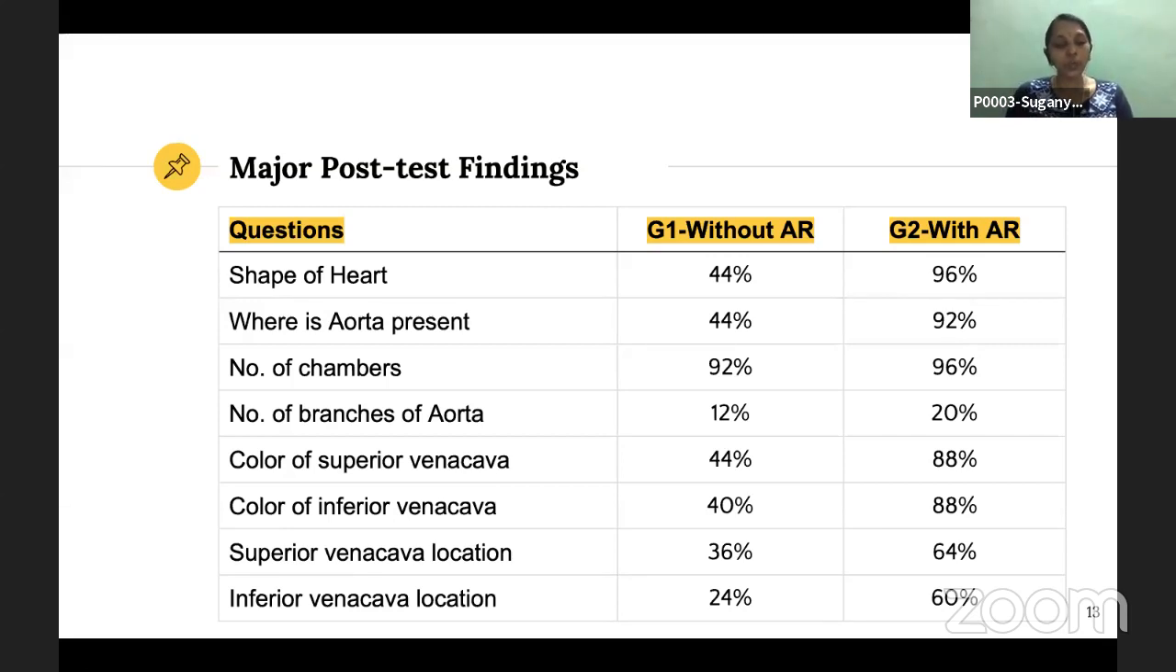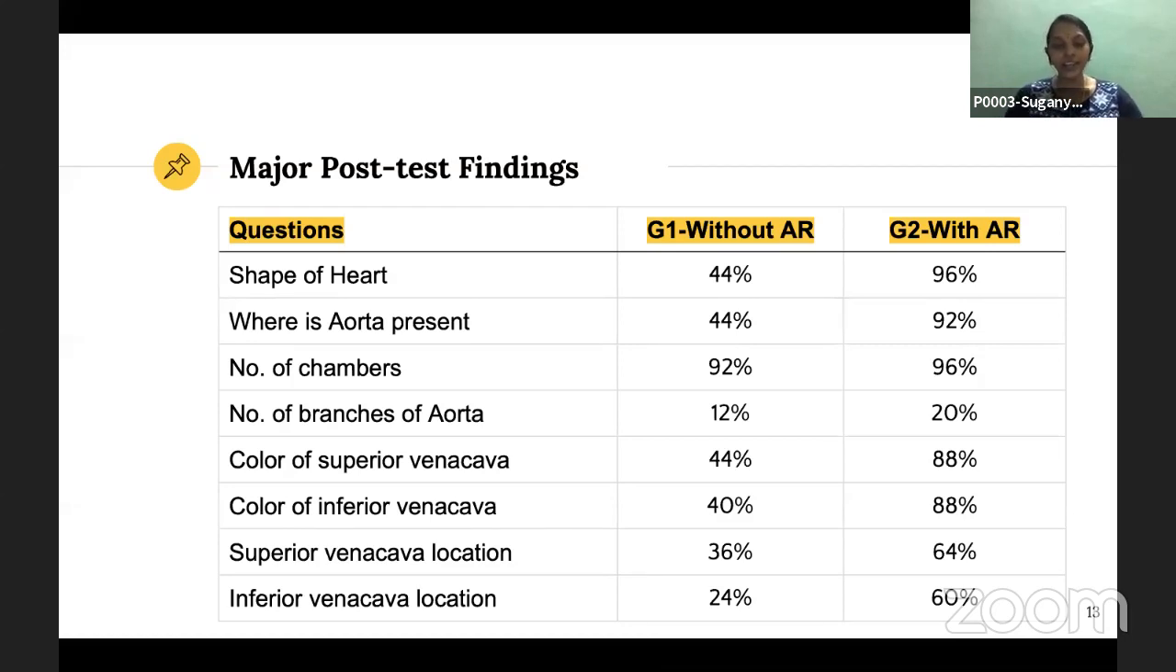Next question, how many branches of the aorta are visible in the heart? The result summary of this particular question drew much interest. This question is purely visual based and there wasn't any content in the textbook related to this question. So there wasn't much importance given to this while teaching. So only 12% from Group 1 and 20% from Group 2 were able to answer correctly.